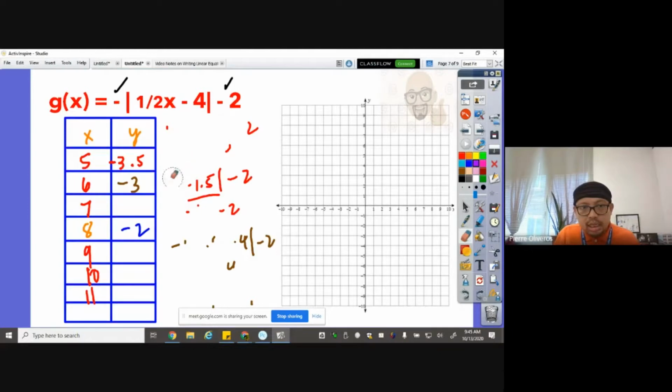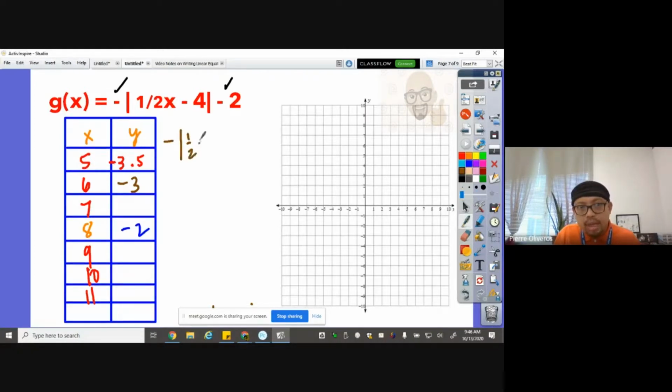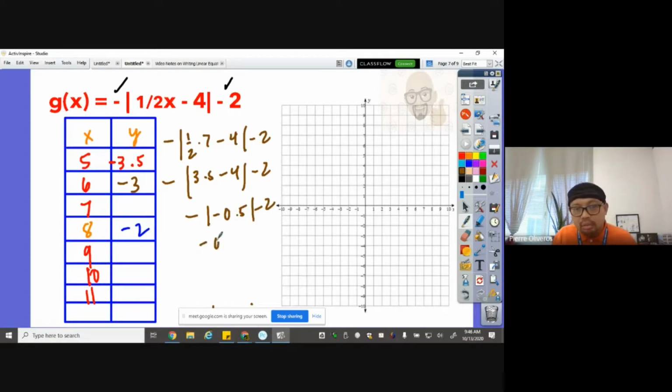And then let's try 7. 7 times half is 3.5. Okay, let's do it here. Negative 1 half times 7 minus 4 minus 2. This will be 3.5 minus 4, which is negative 0.5. And then the absolute value of negative 0.5 is positive 0.5, but there's still a negative there. Minus 2 will be negative 2.5. Okay, you will see a pattern here that I showed you a while ago. So this will also be negative 2.5 from here, and this will be negative 3 also, and this is negative 3.5. That's a technique there.